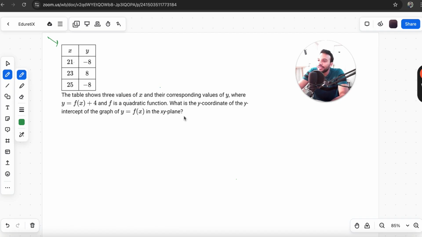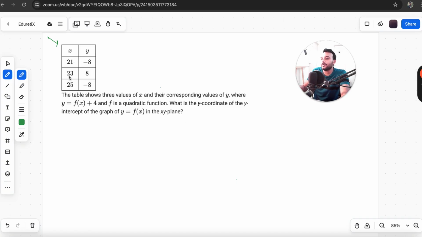What is the y coordinate of the y-intercept of the graph of y is equal to f of x in the xy plane? So we're given the coordinates for y is equal to f of x plus 4, and we're being asked about y is equal to f of x. The y coordinate of the y-intercept. So basically they're asking the y-intercept of y is equal to f of x in the xy plane. And what is the y-intercept? It's basically the value of y where the graph cuts the y-axis, or x is equal to 0.